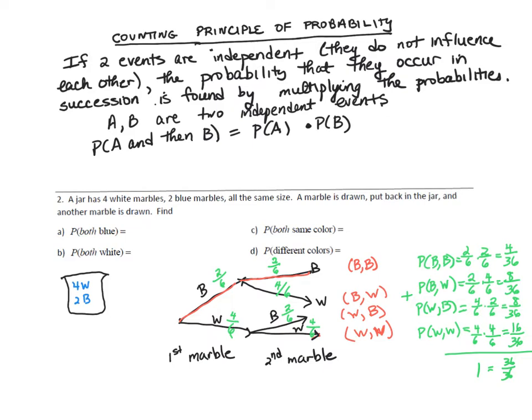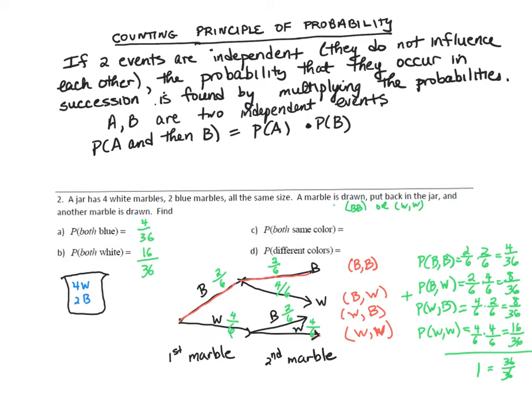We already answered them because we're using the counting principle of probability. So the probability that both are blue is 4 out of 36. The probability that both are white is 16 out of 36. The probability that both are the same color, well, both would imply that we could have 2 blues or 2 whites. So let's write that down. We could have a blue or a white. And with the word or, we add these probabilities.